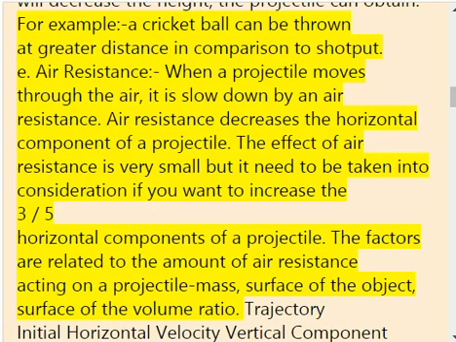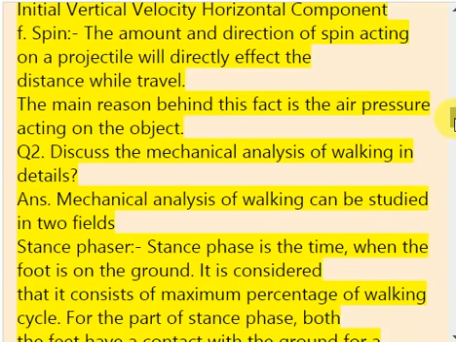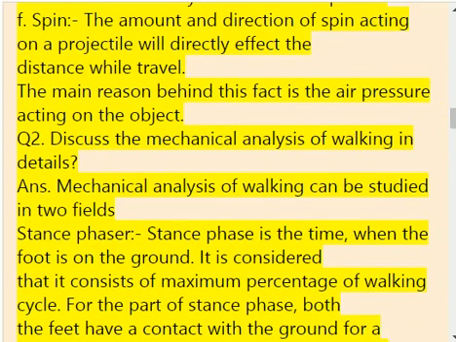The factors related to the amount of air resistance acting on a projectile are mass, surface area of the object, and surface to volume ratio. Trajectory: initial horizontal velocity, vertical component, initial vertical velocity, horizontal component. F. Spin. The amount and direction of spin acting on a projectile will directly affect the distance traveled. The main reason behind this fact is the air pressure acting on the object.